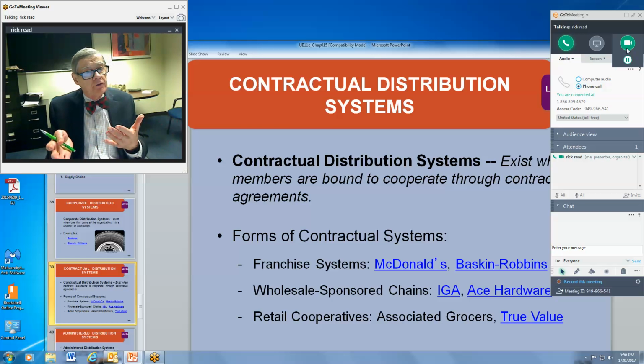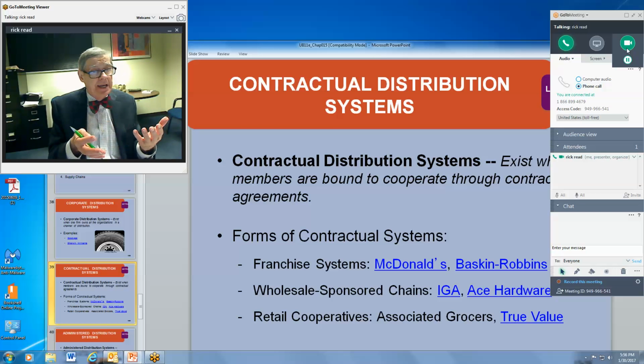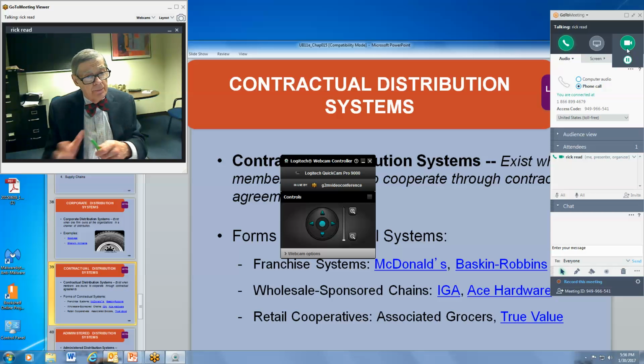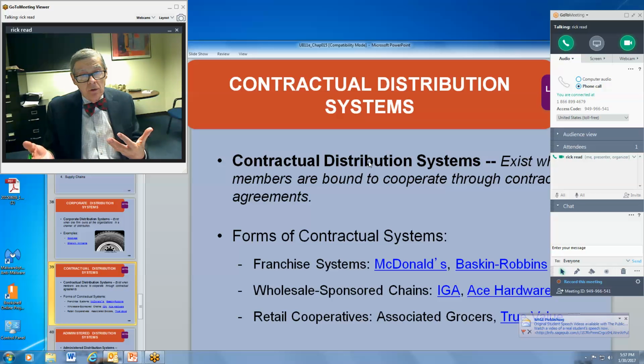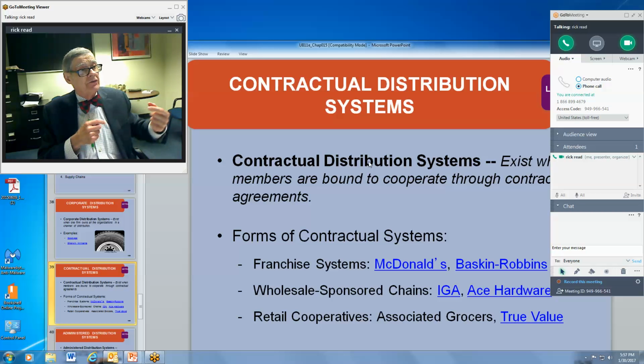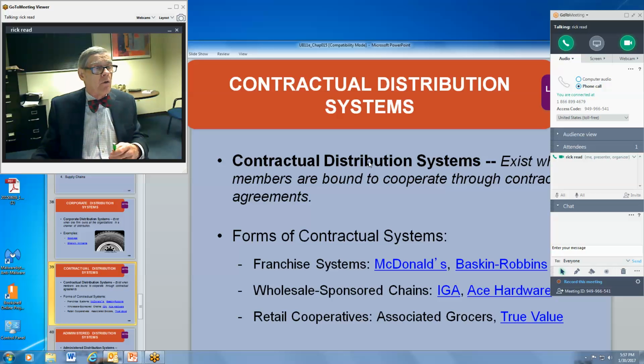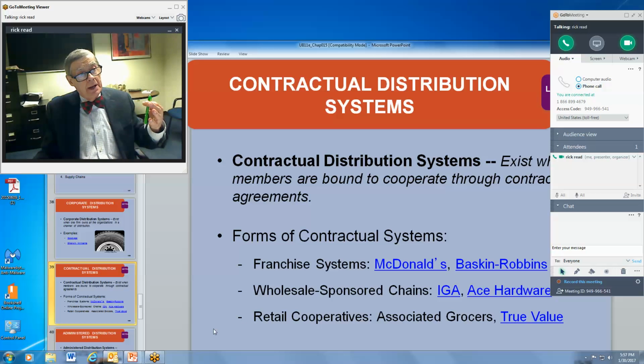Then wholesale sponsored chains like IGA and Ace Hardware, and then retail cooperatives like Associated Grocers, which I'm not familiar with, but True Value Hardware I am familiar with. So notice you have two different types of hardware. Ace, which is wholesale sponsored, and then True Value, which is a retail cooperative. Remember, cooperatives are owned by the members.